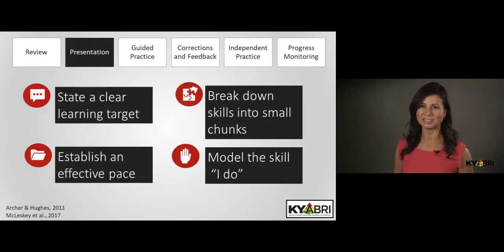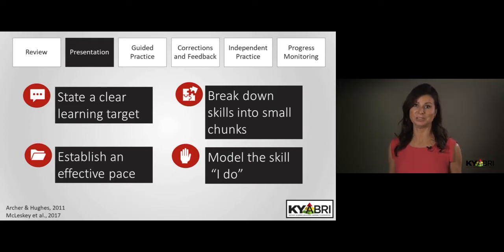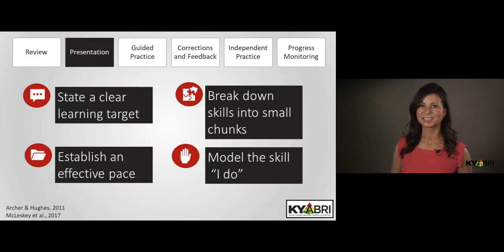Prior to beginning the lesson, the teacher would have identified a clear learning target. This learning target will be shared with the students. Like, for example, today we're going to learn how to break multisyllabic words into parts. The presentation of the learning will occur through modeling planned examples.